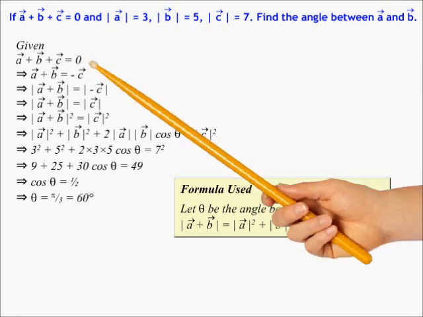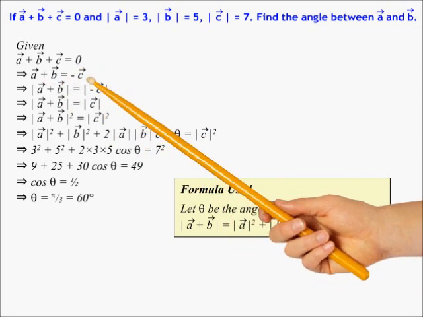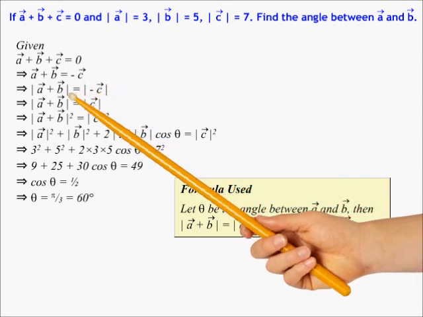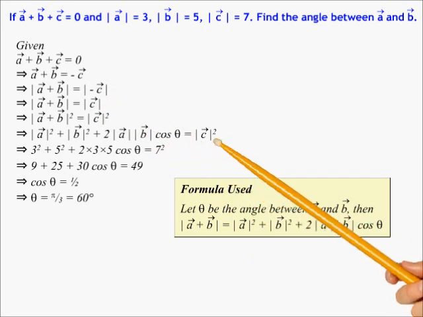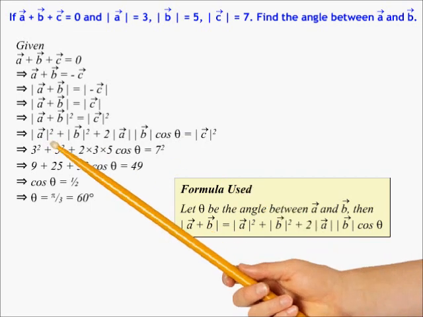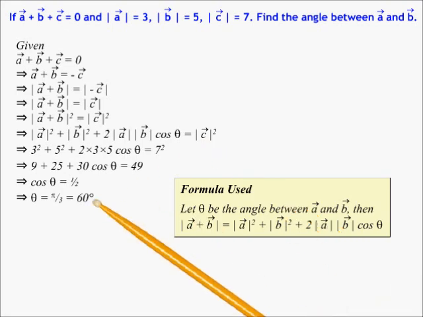First, we write this equation. We are told to find the angle between A and B, so we keep A and B as they are and bring C to the right hand side. Now the mod of vectors on both sides are equal, as well as mod minus C equals mod C. Now squaring, we get this. Here theta is the angle between A and B. All other things are known, so theta can easily be calculated and found to be 60 degrees.